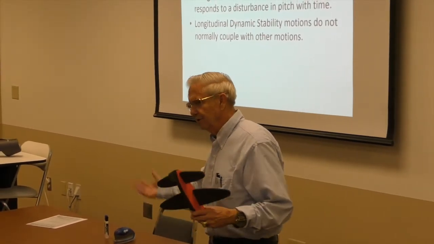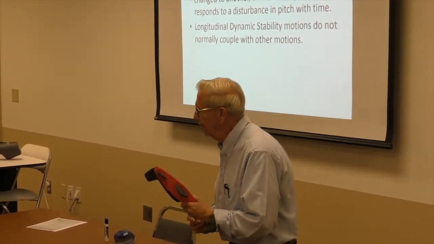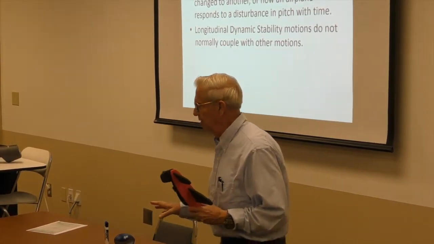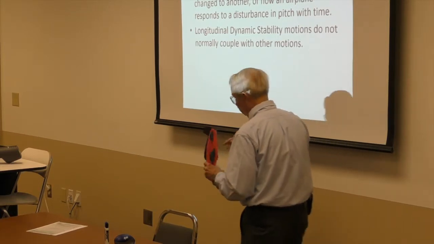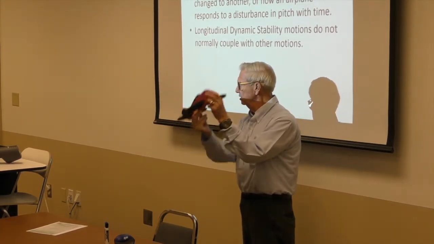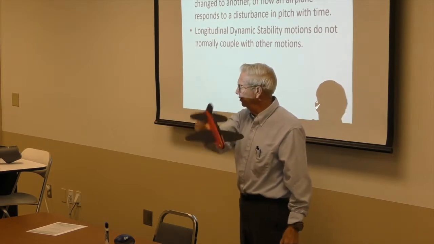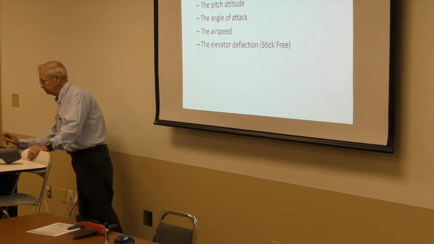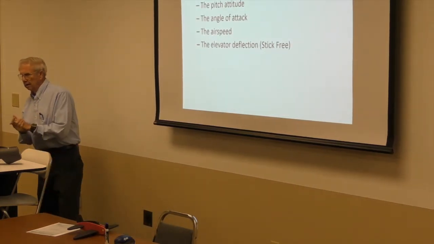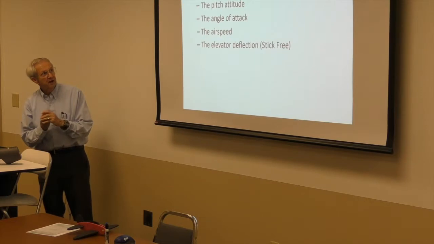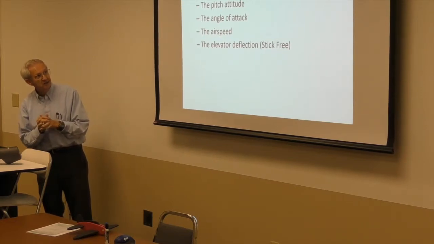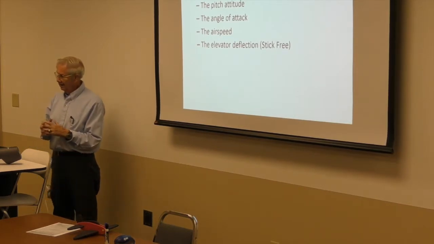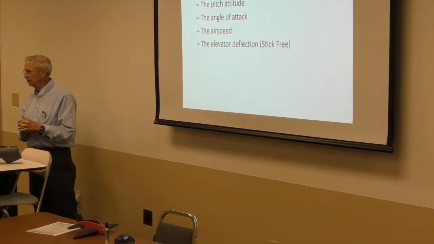Later in the class, we're going to both talk about and look at lateral directional stability. That's a different ballgame, okay? But longitudinal, the airplane's pretty much 2-dimensional. You can look at it from the side and see all of these things. Principal variables in longitudinal dynamics are the pitch attitude, the angle of attack, the airspeed, and the elevator deflection in the case of stick free.